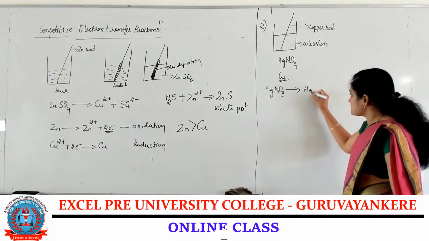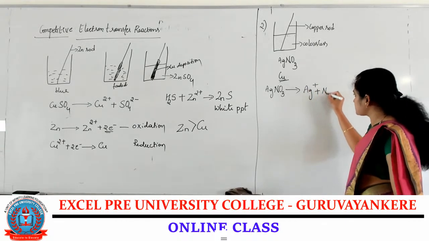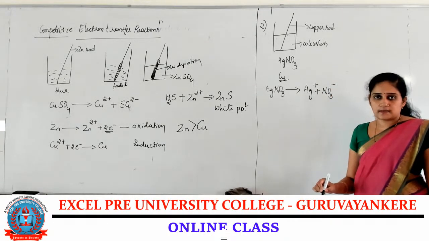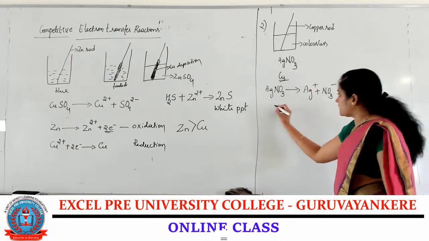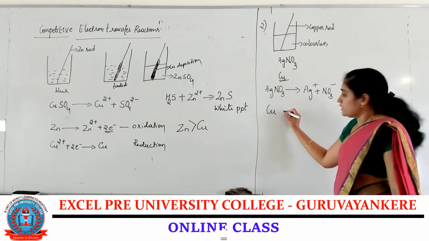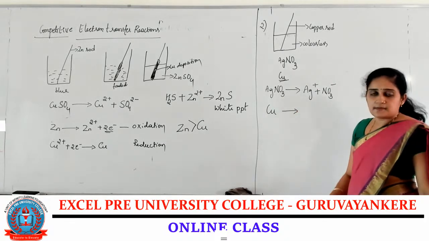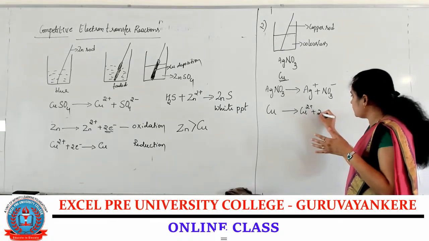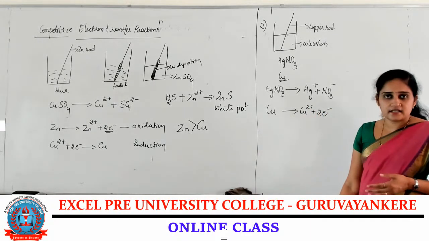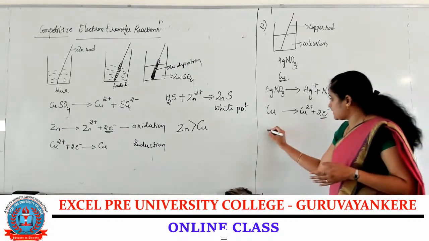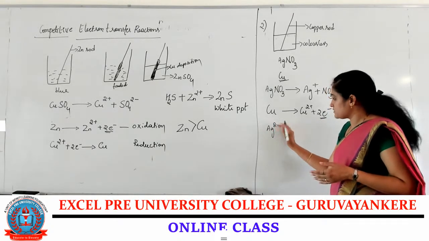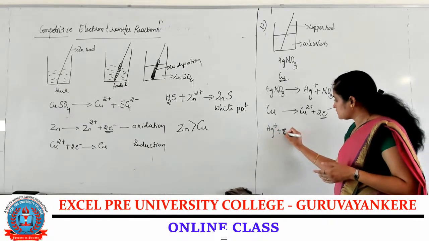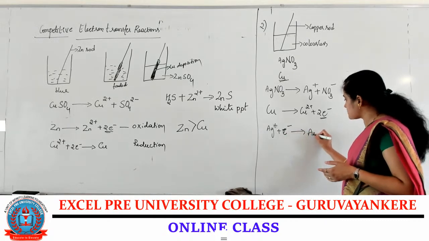It forms Ag plus ion and NO3 minus ion. Ag plus and NO3 minus ions will be formed. Within the copper rod, it undergoes ionization. It gets ionized and forms Cu2 plus, and 2 electrons get liberated. The liberated electrons are gained by Ag plus, and it forms silver.